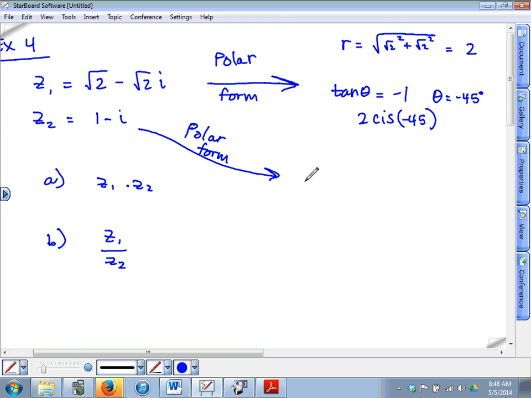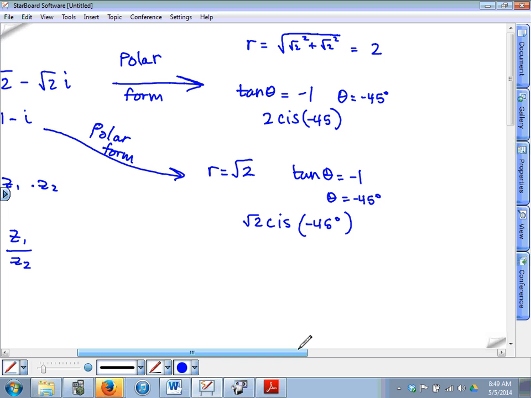Bueller. R equals square root of 2. All right, good. And what about tangent of theta? That's also going to be negative 1. So here theta equals negative 45 degrees. So in polar form, this little guy is going to be square root of 2 CIS negative 45 degrees. Now I'm going to make a suggestion here that you ought to follow.